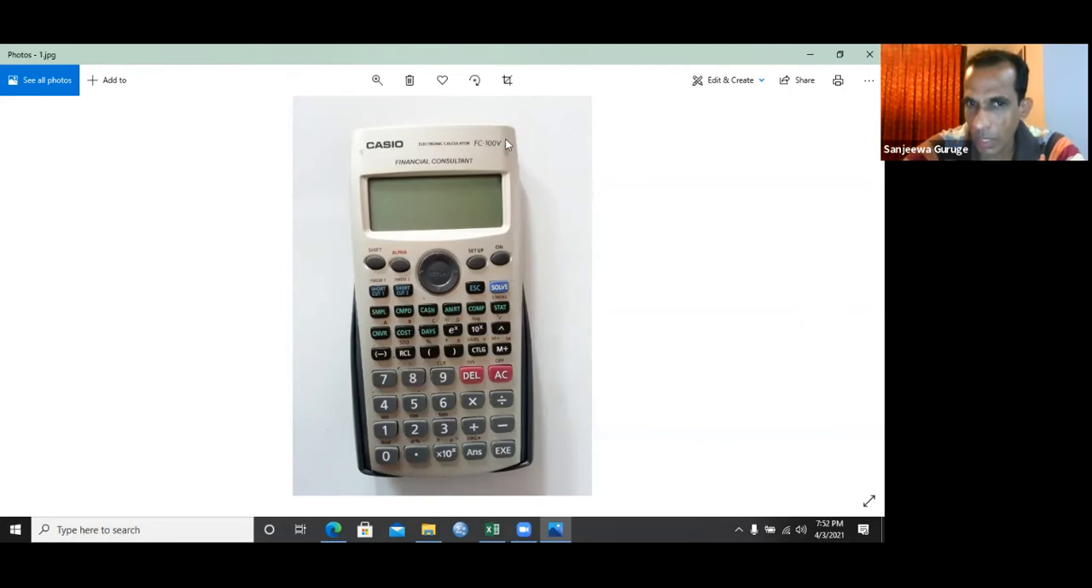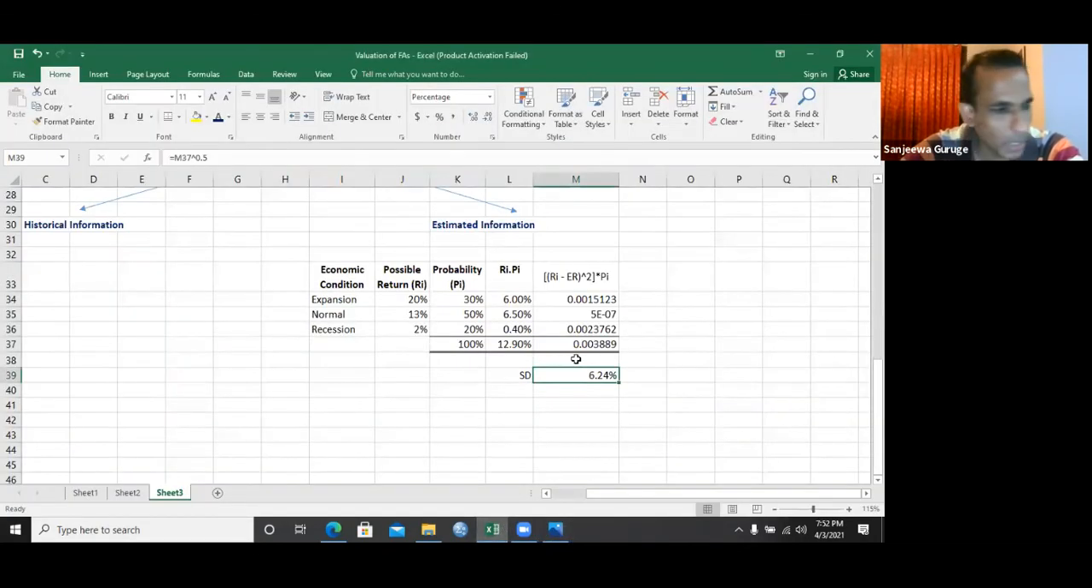But here with the 100V, you have this root sign separately, right? So like this, right? So using that also you can calculate. Otherwise, as I calculated here, you can put it this way, 0 point, right?